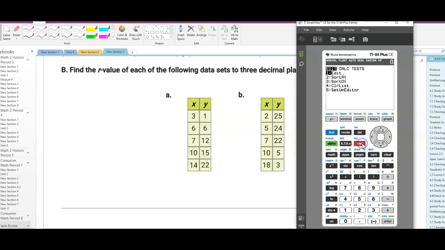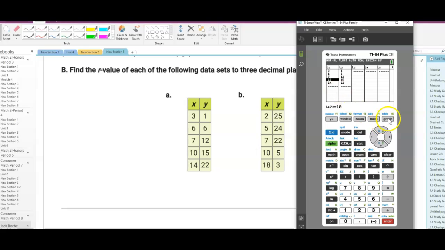Now next, what you're going to do is enter your data. So when I look at letter A here, I'm going to enter that data by clicking stat. I'm going to hit enter for edit. And then in the left-hand column, all I'm going to do is plug my data in. I just hit 3, enter, 6, enter, 7, enter, and so on. So I already plugged this data in to speed it up.